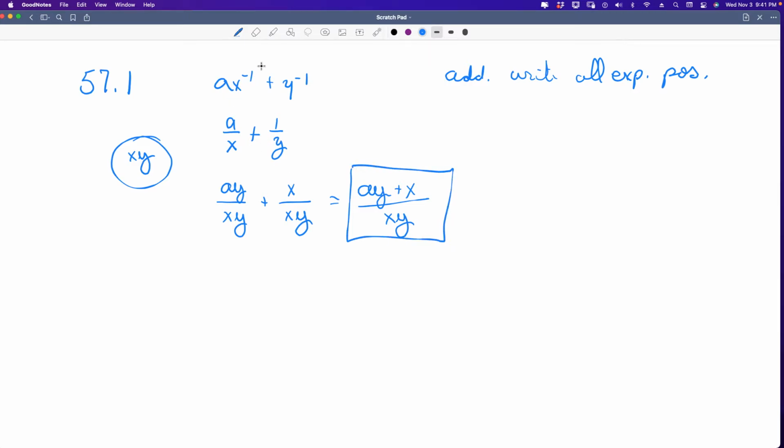So what we're doing is we're just moving them around to get rid of the negatives first, and then we are finding that common denominator and multiplying and combining. That's all we're doing, okay? Let's clear this, and let's do 57.2.